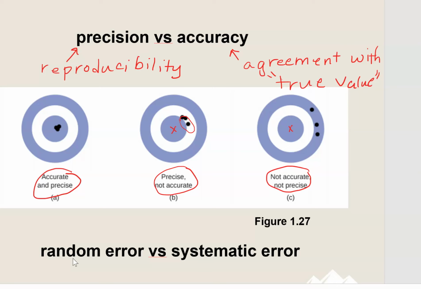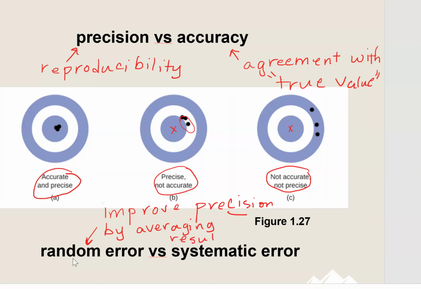What I would do to get rid of the random error is average the results to cancel out some of that random error. In other words, I could improve my precision by averaging the results. At random, somebody will be a little too high, somebody a little too low, and when I average them, I get a better estimate.